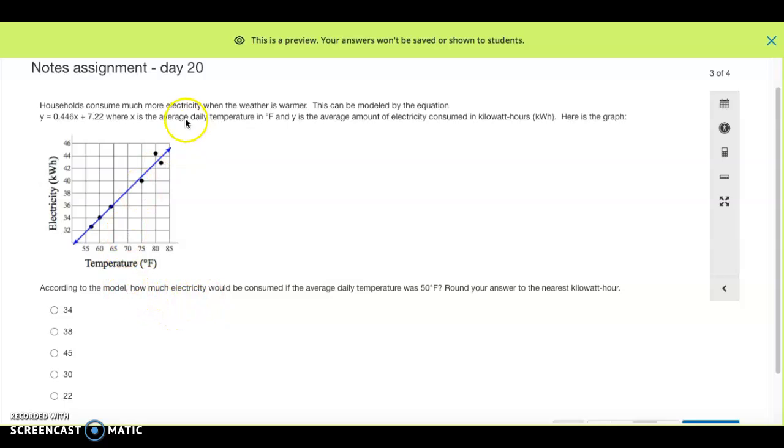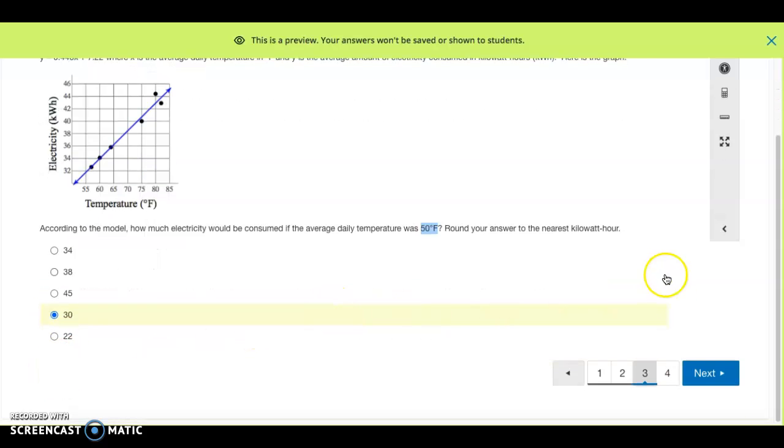Number 3, same problem. According to the model, how much electricity would be consumed if the average daily temperature was 50 degrees? Well, it goes down to 55. Here's 50. So if it was 50, it's a little bit under 34, 32, 30, maybe a little less than 30. Maybe right at 30. That's what I'm going to say.